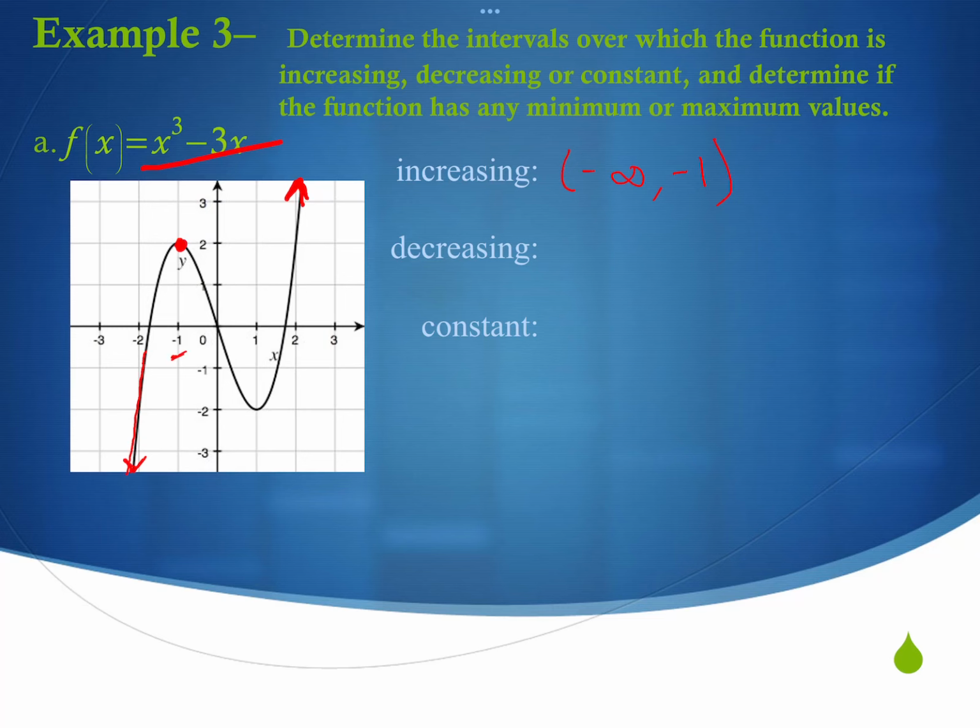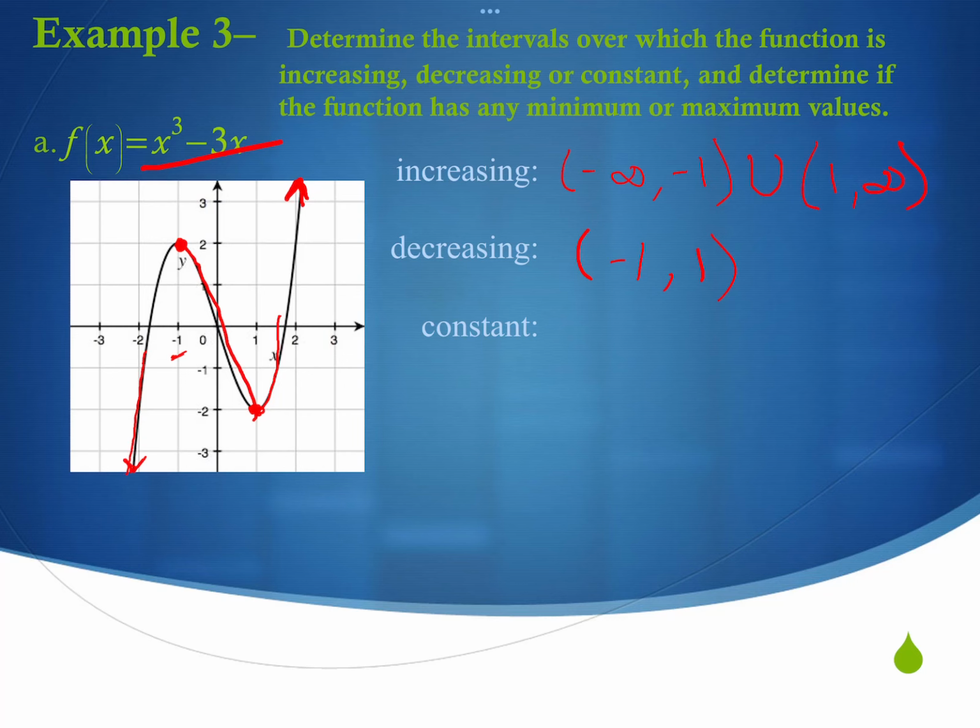And then at -1 right here, it starts to decrease. So at -1, we would have -1, 2, and then it decreases till it gets to this point, which is 1. So -1 to 1, decreasing. And then at 1, it starts to increase again. So we're going to put union, and then it's from 1, and it goes on again forever, so 1 to infinity.